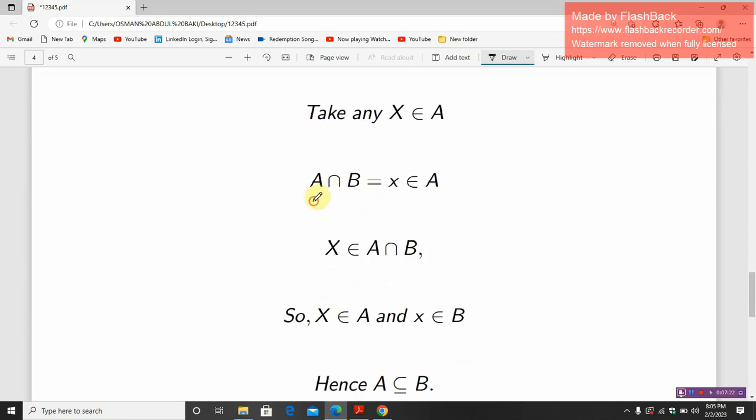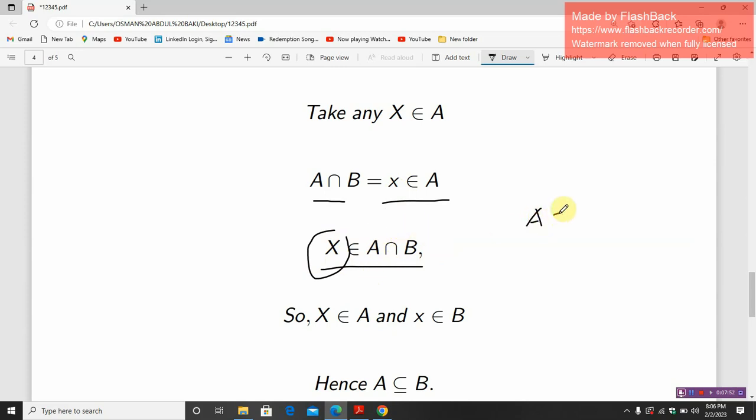So if A intersection B is equal to set A, then we can say that X is an element of A intersection B. I hope you get me right. Which means X is an element of A intersection B. Which means A intersection B has a common element, which is X. Because this X can be found in set A. You know, A is a set too.